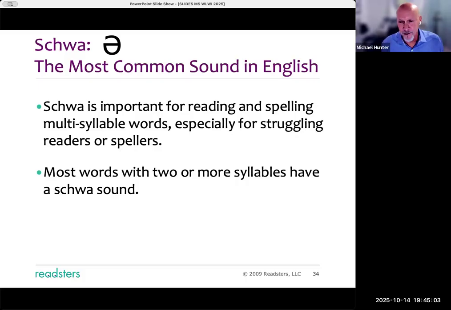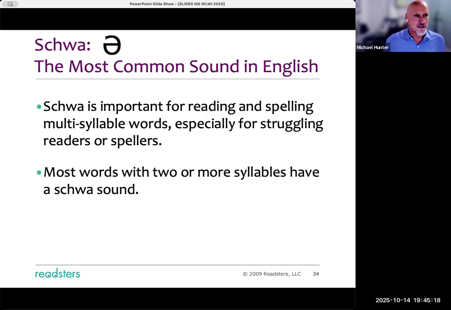You have to teach this pretty quickly because there are not a whole lot of even short vowel words that don't have a schwa in them. So you have to do this. So here's how we teach it. I'm going to do a quick lesson for you guys.